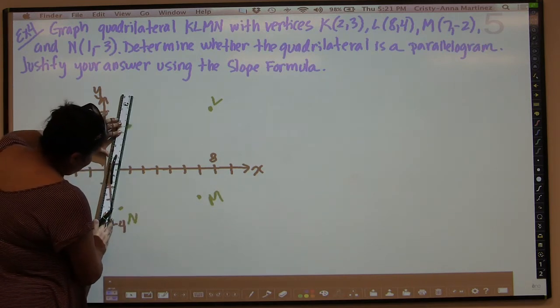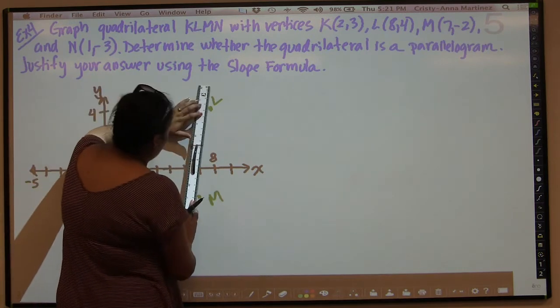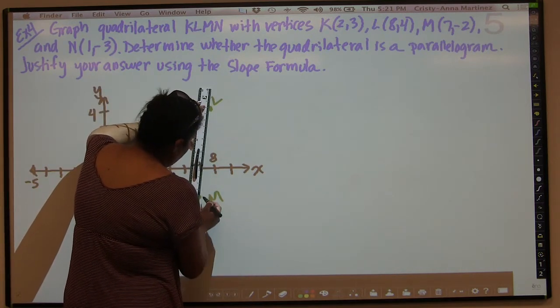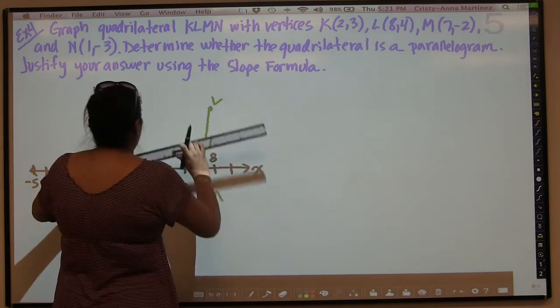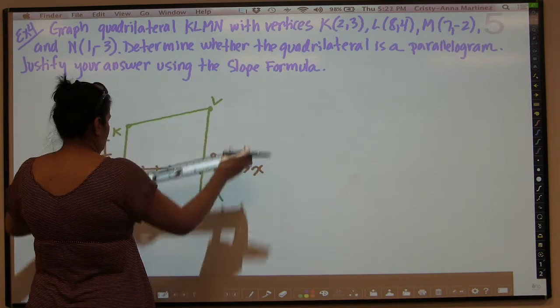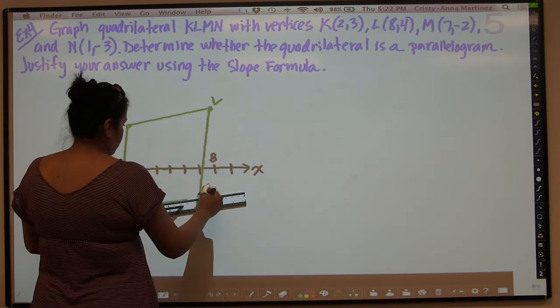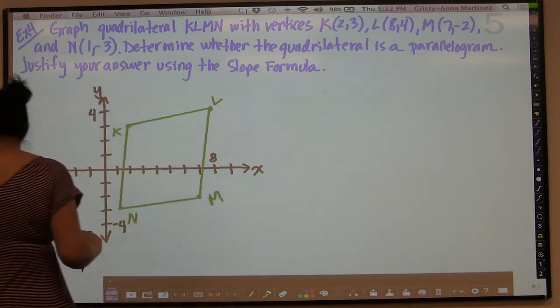So we're going to connect these little guys. They do want us to graph it, so it's not enough to just give the answer. We have to graph it. It does say to graph the quadrilateral. There we go. That's the first part.